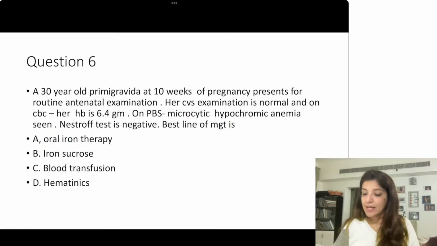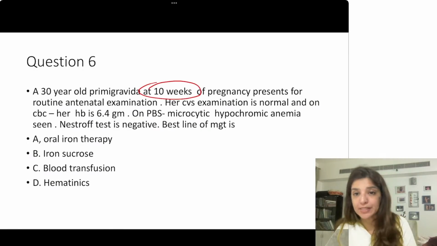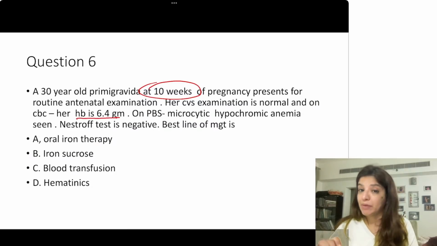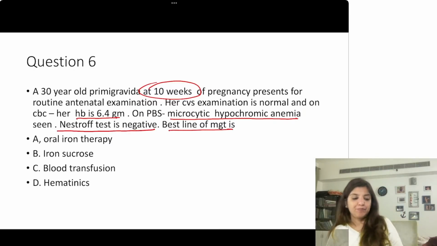Now question number 6. A 30-year-old primigravida at 10 weeks of pregnancy presents for her routine antenatal examination. So she is coming at 10 weeks of pregnancy. Her cardiovascular examination is normal and on CBC her hemoglobin is 6.4. Right, so she is having anemia. She is having 6.4 hemoglobin, which is severe anemia. On peripheral blood smear, there is microcytic hypochromic anemia. Nestroft test is negative. Best line of management is.